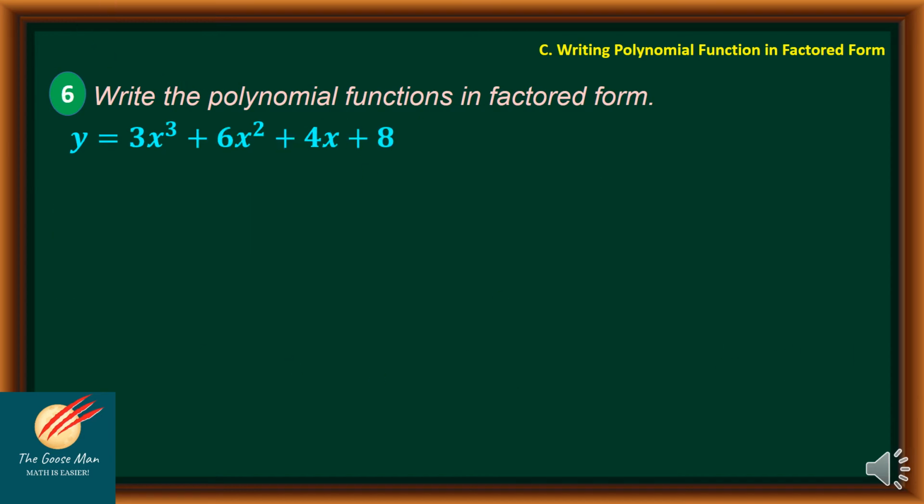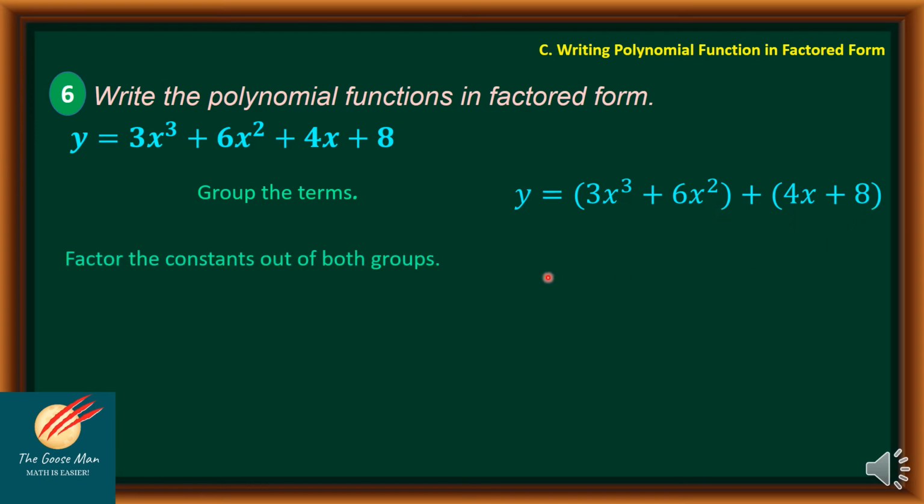So let's move on to another example. Write the polynomial function y is equal to 3x cubed plus 6x squared plus 4x plus 8 in factored form. By inspection, this is actually 4 terms. So I can utilize factoring by grouping. So we will group the terms such that we have y is equal to 3x cubed plus 6x squared plus 4x plus 8.